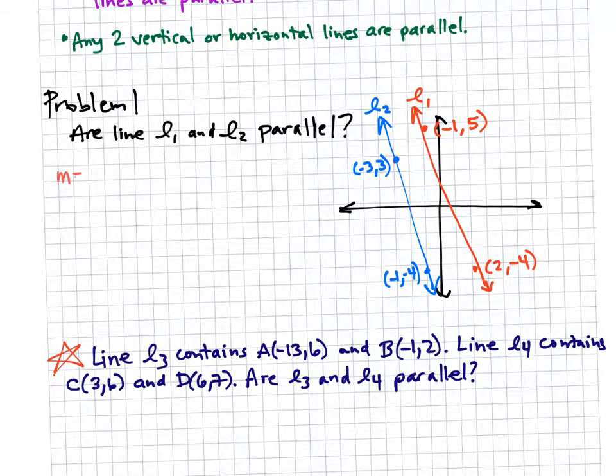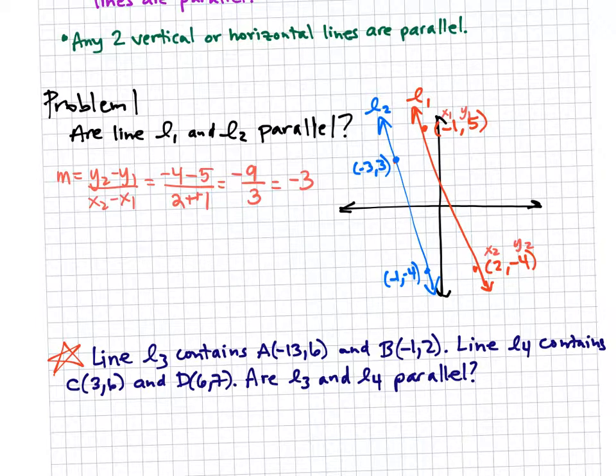Remember, the slope is going to be the difference in y's over the difference in x's. And here, let's call this one x1 and y1. Let's call this x2 and y2. So then we have -4 minus 5, and then x2 is 2 minus -1, so that's 2 plus 1. So this is -9/3, which is -3. That is the slope of line L1.